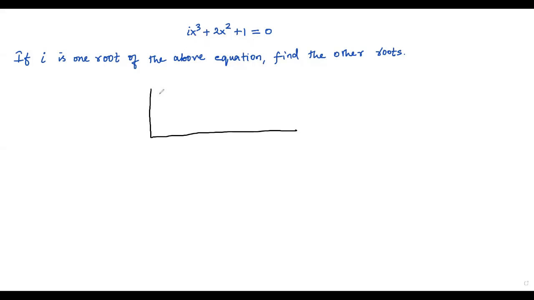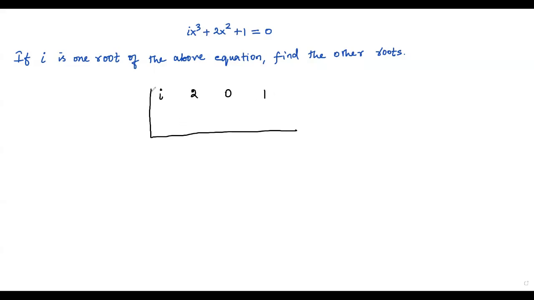The coefficient of x cubed is i, and the coefficient of x squared is 2. Actually, the x term is missing. Usually, when we have a cubic equation, the first term has to be x cubed, the second term is x squared, and the third term has to be x. But the x term is missing. We can assume there is 0x over there, so the coefficient of x is 0. If any term is missing, we have to write 0, and the constant term is just 1.